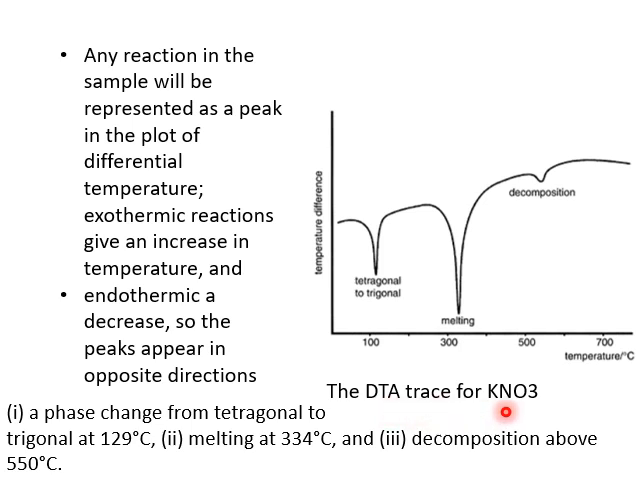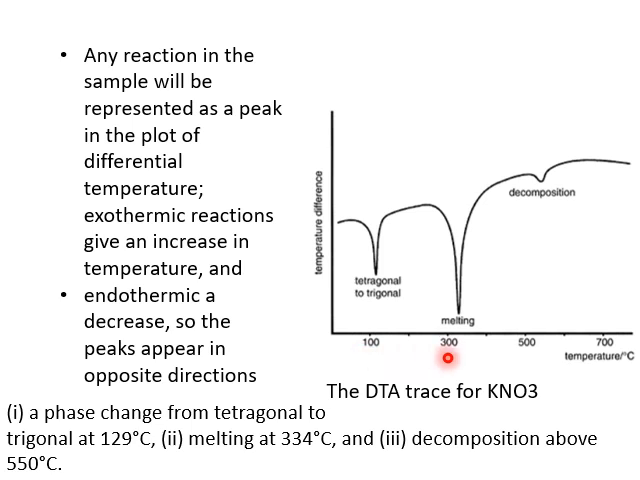This is the DTA trace of potassium nitrate. Here we obtain 3 peaks, and all 3 peaks are in the downward direction. The first peak shows tetragonal to trigonal transition. When we heat the sample, this peak towards the downward direction shows that it is an endothermic reaction. Temperature is decreasing. So one crystalline form of KNO3 changes into another crystalline form, and this is an endothermic reaction. The peak is obtained at this temperature, that is 100 degrees centigrade.